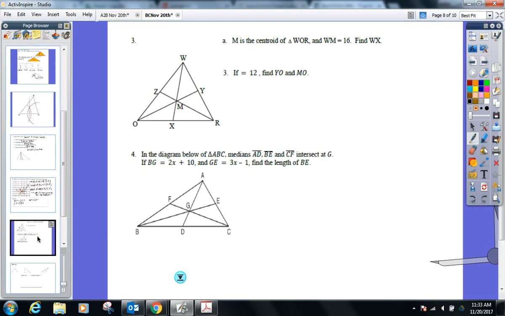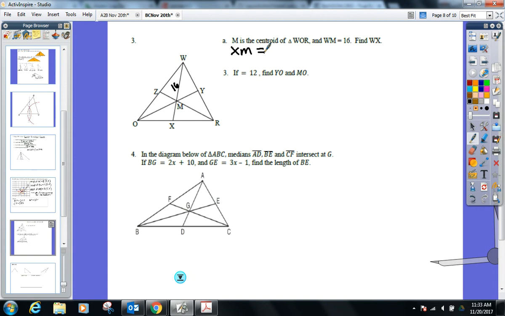Here we go. M is the centroid. WM is 16, so that part right there is 16. Find WX. Everyone look where WX is. WX is the length of the entire median. Before I find WX, can you find me XM so I can add it to that 16? Remember the relationship, 2 to 1.